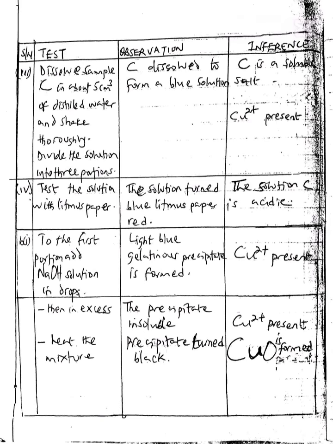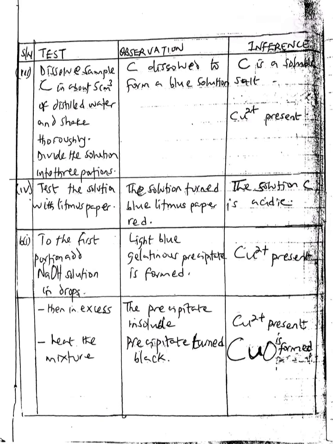Now you move over to the third question, where you'll be asked to first, in the first portion, add NaOH, that is your sodium hydroxide solution, in drops, then in excess. So when you add your sodium hydroxide in drops, a light blue gelatinous precipitate will be formed, and in your inference you will write that Cu2+, that's copper ion, is present. Then in excess, the precipitate will be insoluble. So you also write that Cu2+ is present.